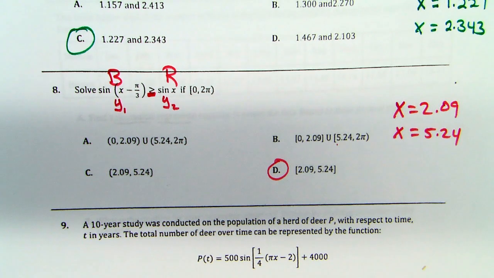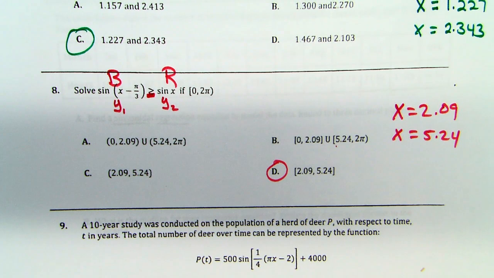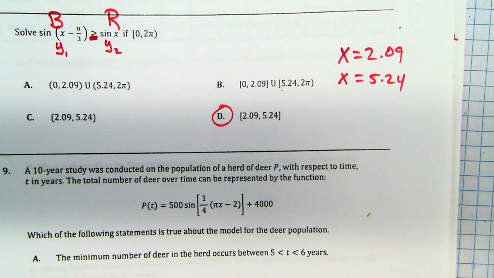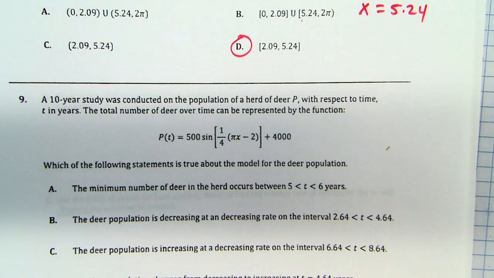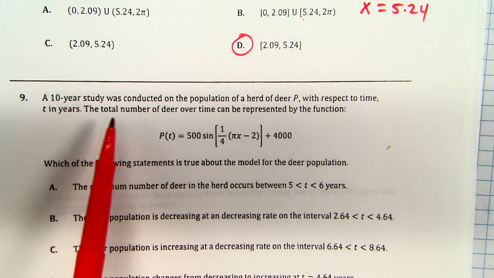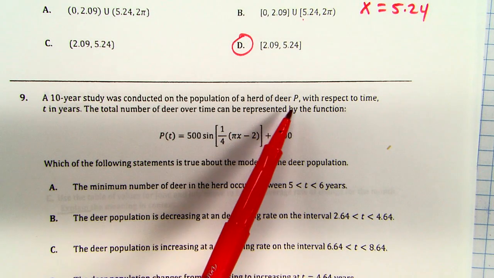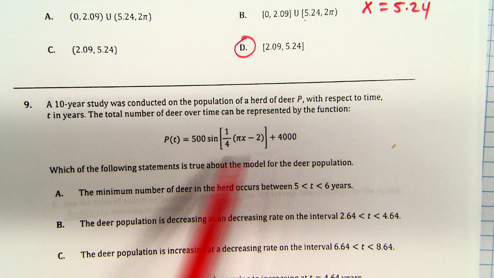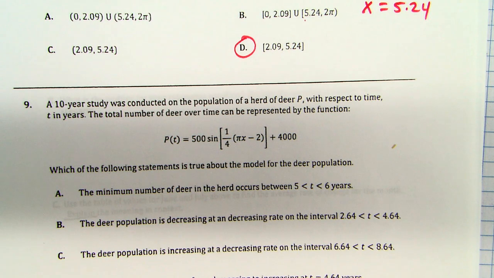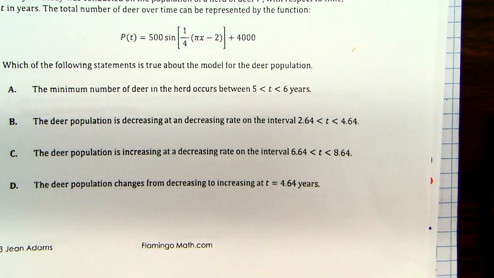Good? Yeah. All right, last one of these before we get to our FRQ, which is really easy, by the way. The FRQ is really easy. All right, a 10-year study was conducted on the population of a herd of deer, P with respect to time, T in years. The total number of deer over time can be represented by this crazy function. All right, so I almost cut this problem off the test. I was like, oh, there's too much going on here. And then I stopped and said, you know what, it's not that bad, especially when I'm going to do one in the review for them.